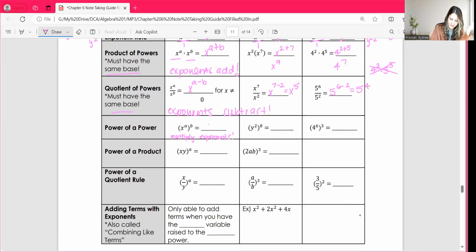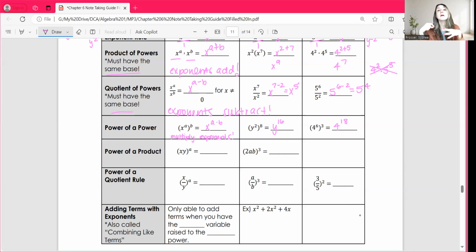So we've got x to the a to the b becomes x to the a times b. We multiply our exponents together when we've got a power raised to another power. So y squared to the 8th is y to the 16th. Multiply our exponents. 4 to the 6th to the 3rd power is 4 to the 18th. Multiply your exponents when we have a power to a power.